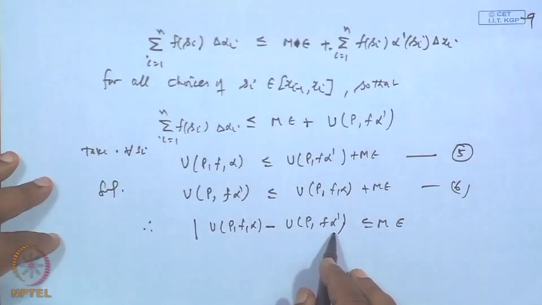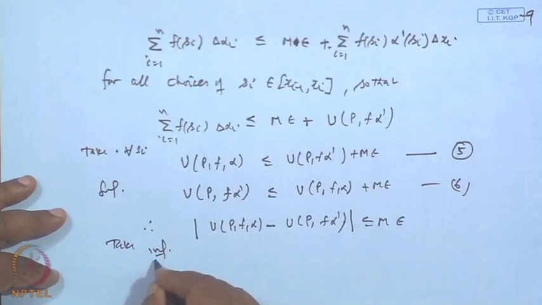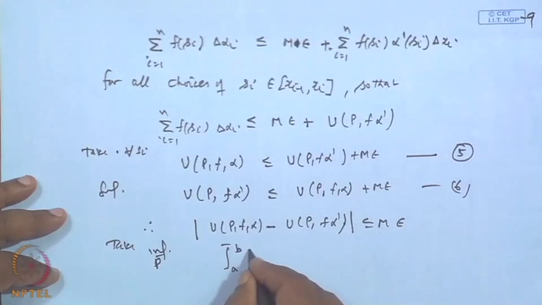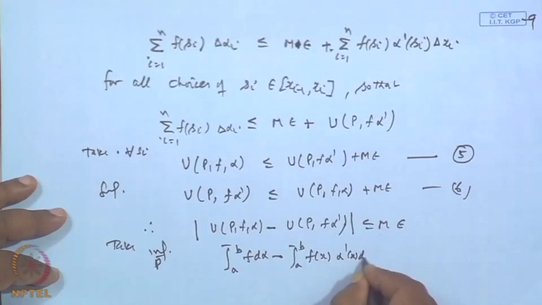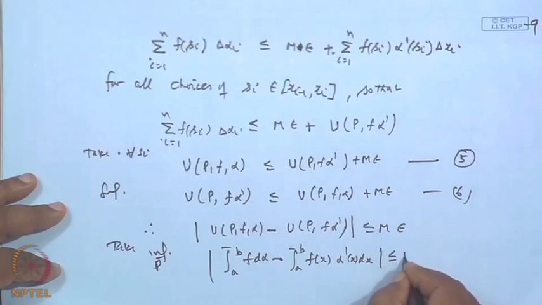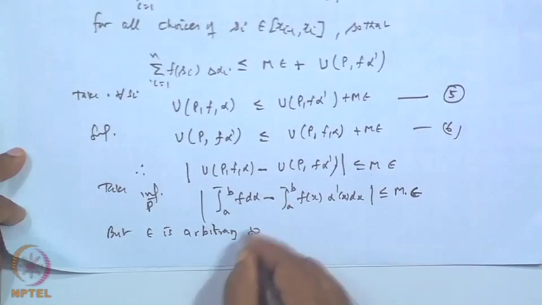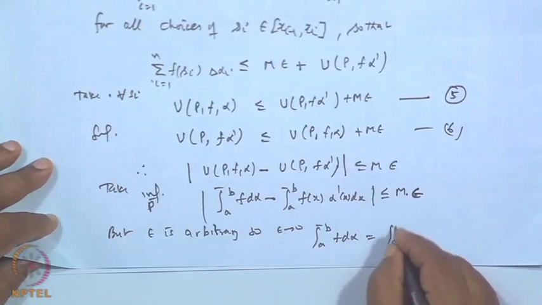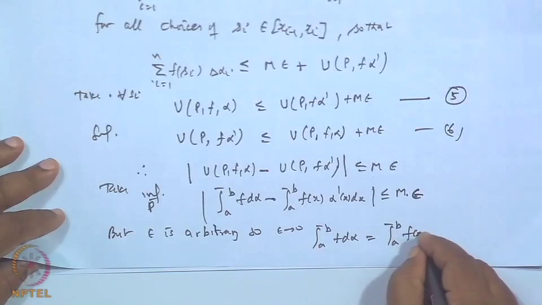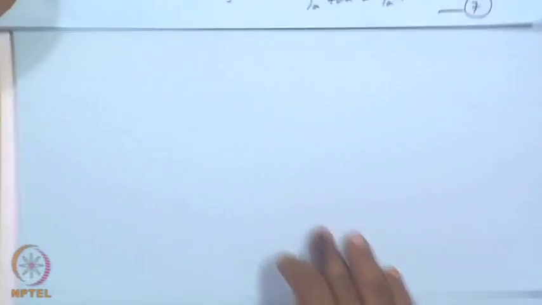Now, if we take this, this is 2. So what you get? Take the infimum value of this, take the infimum over all the partitions P. So this will lead to the integral a to b upper f d alpha. This will lead to the integral a to b upper f(x) alpha dash(x) dx. And this entire difference is less than or equal to m epsilon, but epsilon is an arbitrary small number. So as epsilon goes to 0, we get the integral a to b upper f d alpha is nothing but the integral a to b upper f(x) alpha dash(x) dx. Similarly, this is true for any bounded function.